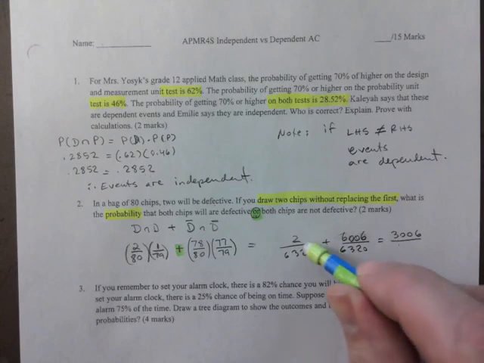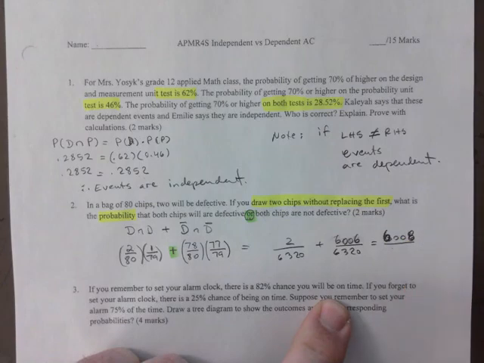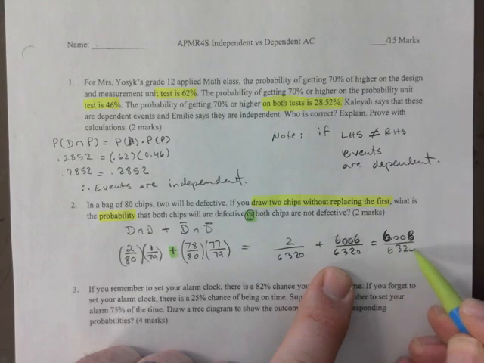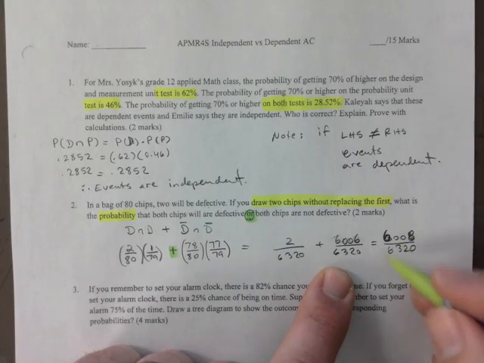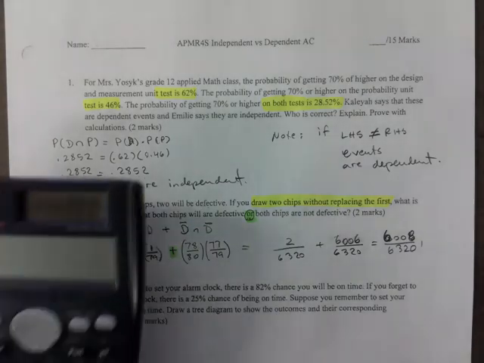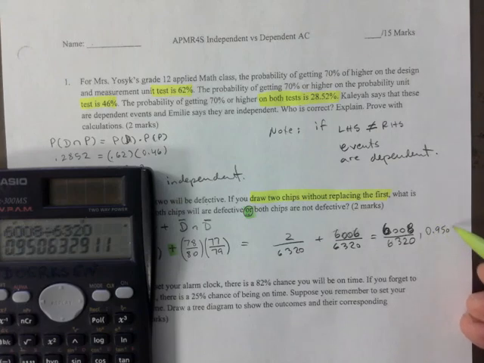And then we're going to add these two, so that's 6008. Okay? You may have done it differently. You may have reduced it right away. That's fine. And this stays 6320. If you reduce that, if you leave it like that, you're fine. If you got it as a decimal, is it 0.95 exactly? I don't have my other calculator right now, so sorry. 0.9506 or 95.06%.